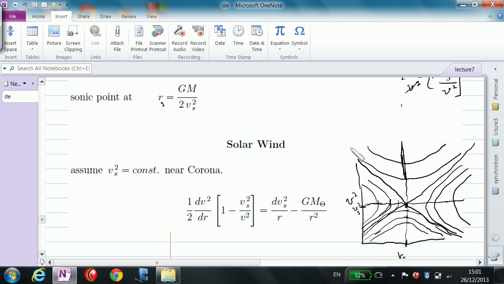And that's actually pretty reasonable. If you drop something from a large distance, it would fall and at some point become supersonic. And this was used as an accretion solution by Bondi. He solved the equations for accreting gas onto an object.